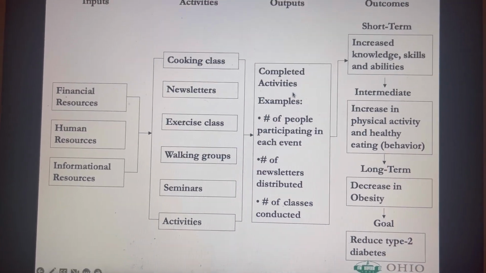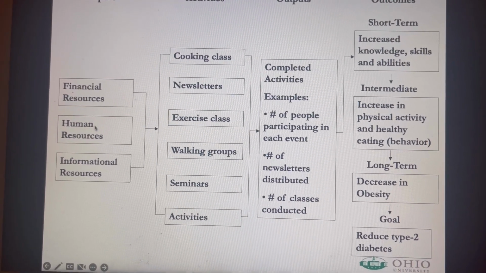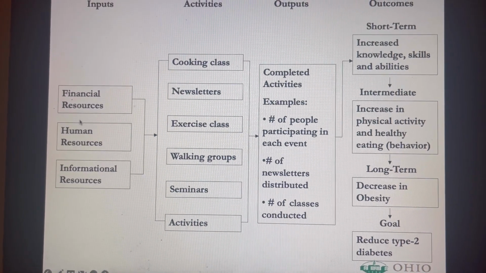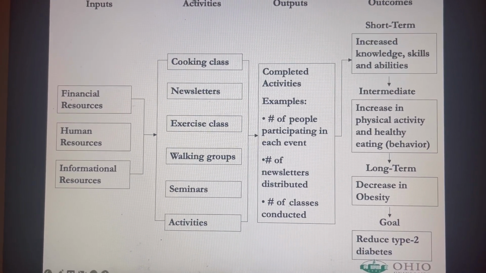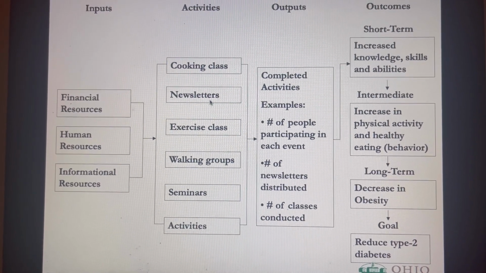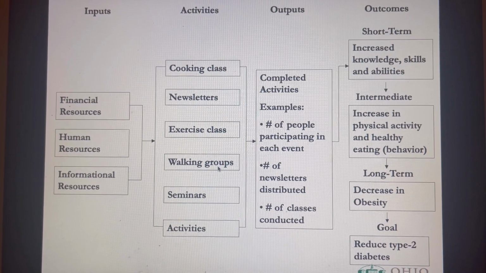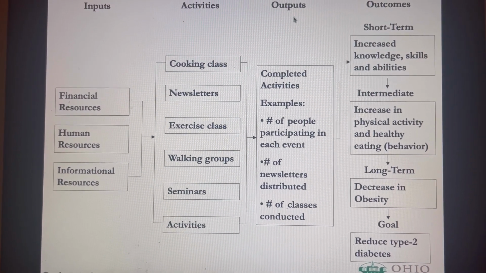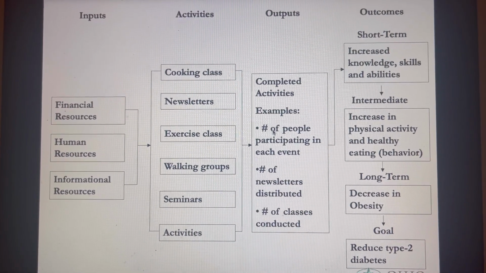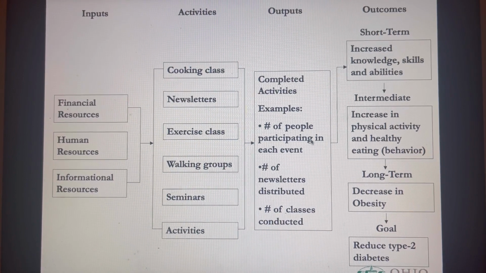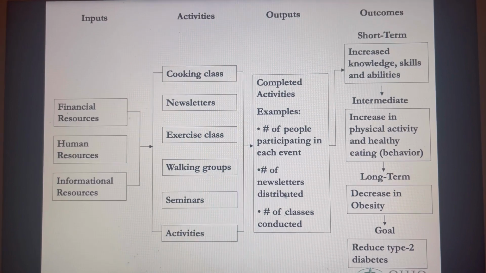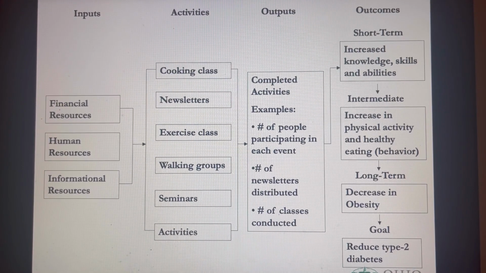So after you start from your goal, then you go through and say input, financial resources, human resources, then goes with what? Your activities, which is cooking class, newsletters, exercise classes, working groups. Then we look at our output. So after we put in these activities, what do we get? We get an output, which is number of participants participating in each event, number of newsletters that was distributed, number of classes that was conducted, which is your output.